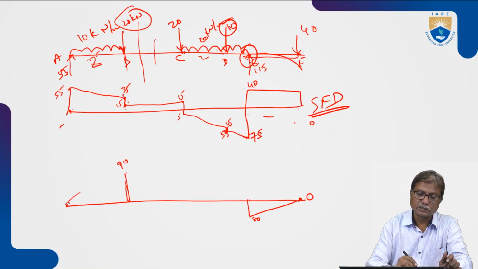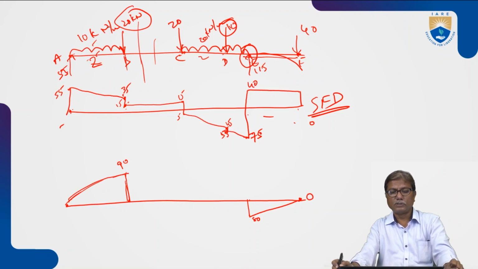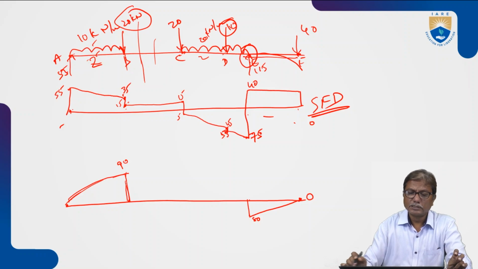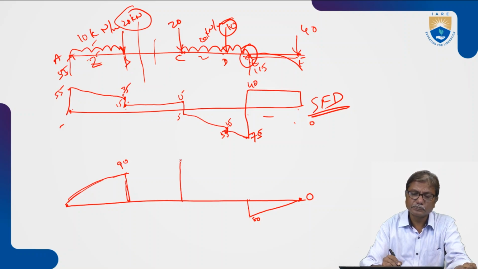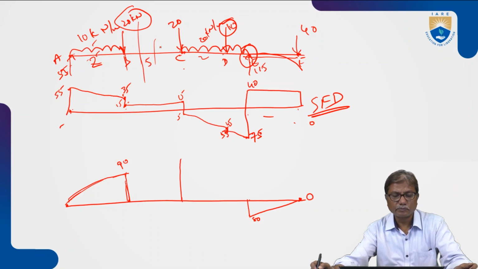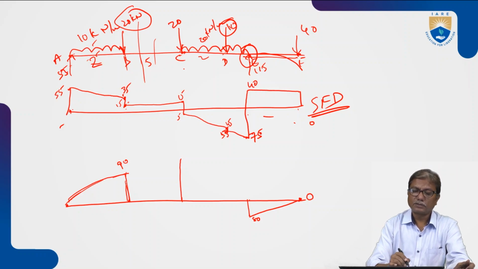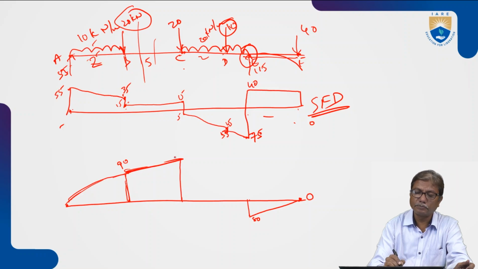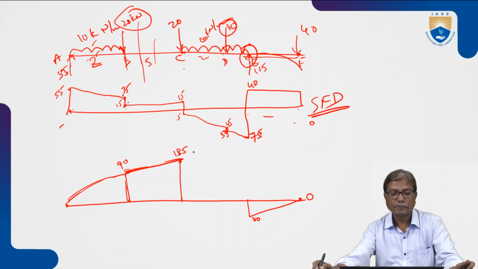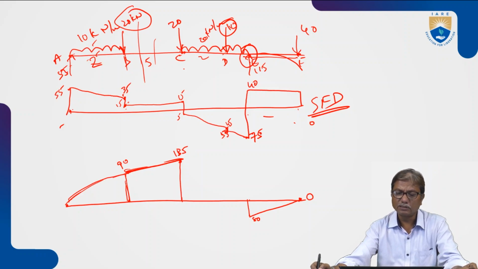And how about the variation? It is parabola because you have UDL. And coming to C, bending moment at C is 55 into 5. Already you have calculated it, 135 you are getting, is it? And its variation is linear between B and C, 135. Bending moment at C is 135.